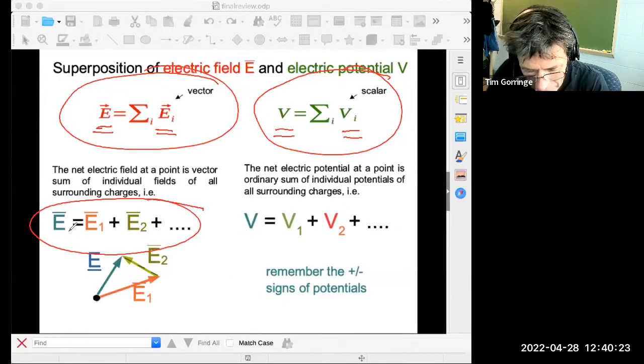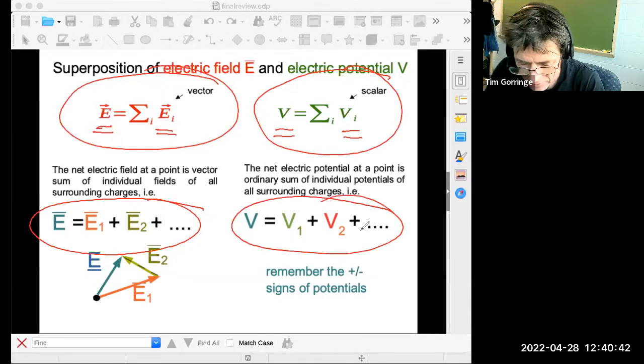Here's how you might picture the superposition principle for a couple of charges creating a couple of fields. So E1 is the field of charge 1, E2 is the field of charge 2. You add those vectors together to get the resulting electrical field of the two charges. And here's how you might picture the same situation for charges 1 and 2 for the electrical potentials. Here you just have to add the numerical values of the electrical potential of charge 1 to the electrical potential of charge 2 to get the total electrical potential.